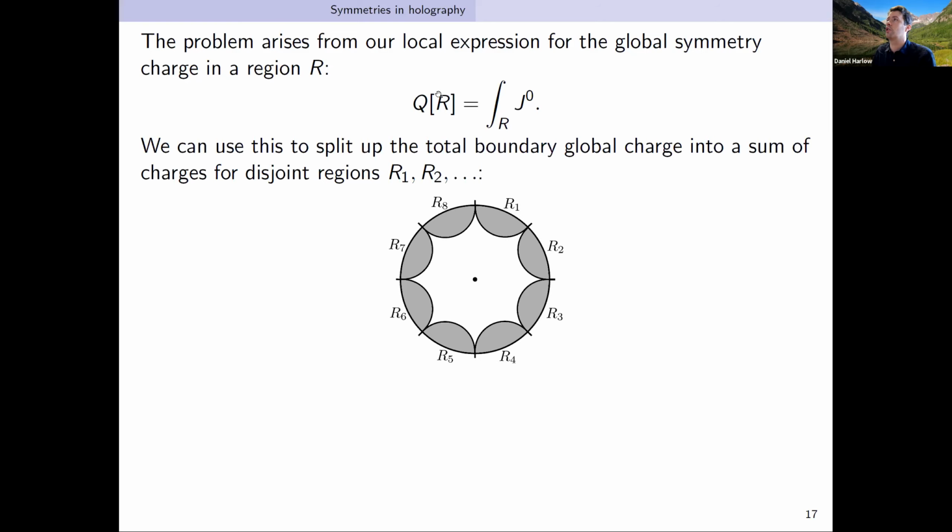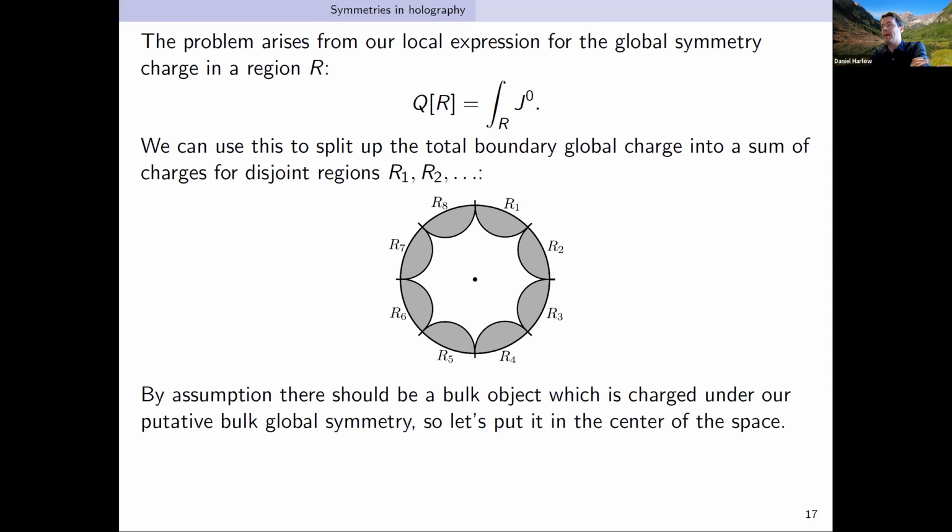And so the total charge on the boundary is going to be a sum of the charge in R1, the charge in R2, the charge in R3, the charge in R4, and so on, right? That's just the additivity of the integral, right? If you integrate over a bunch of disjoint regions, then the integral of the union is the sum of the integrals. Okay, if I said it correctly.